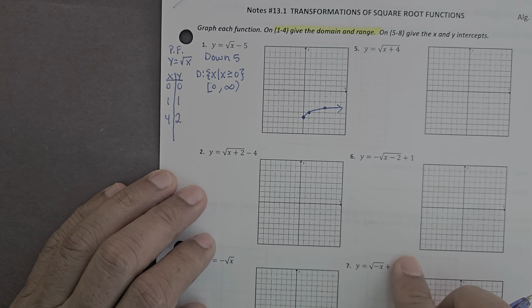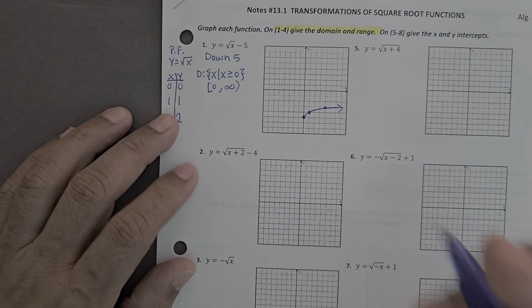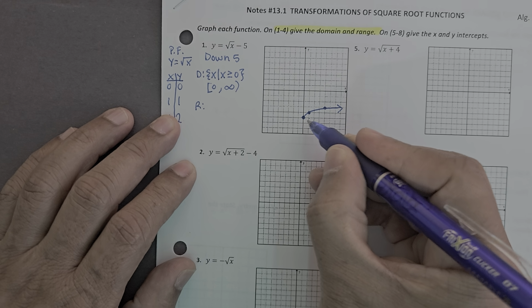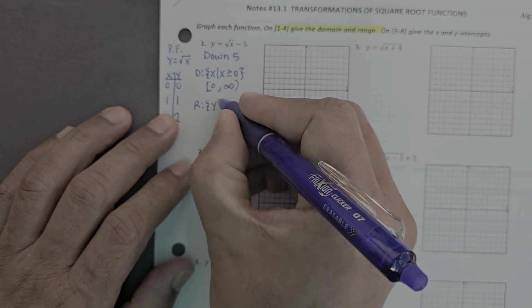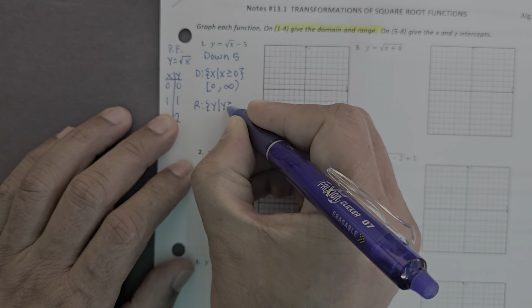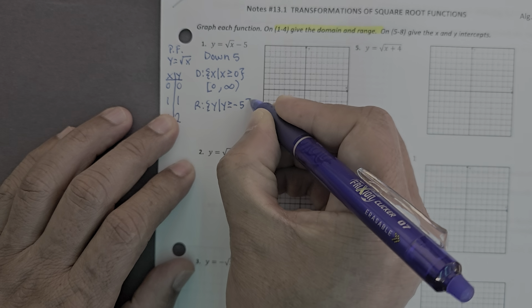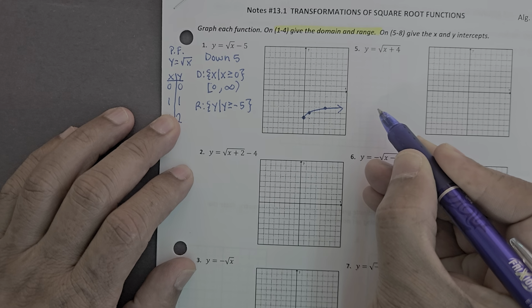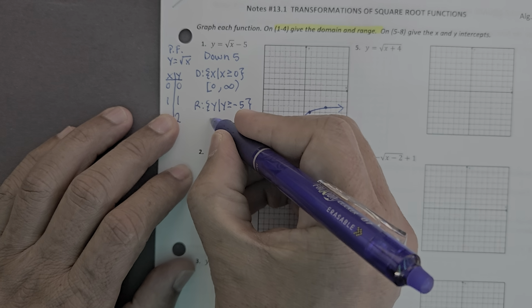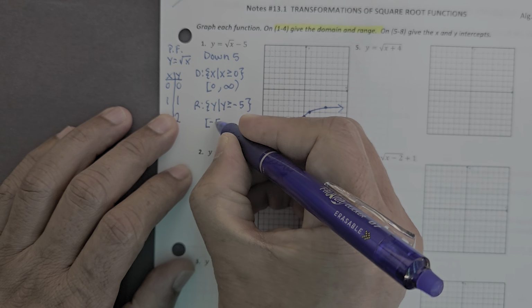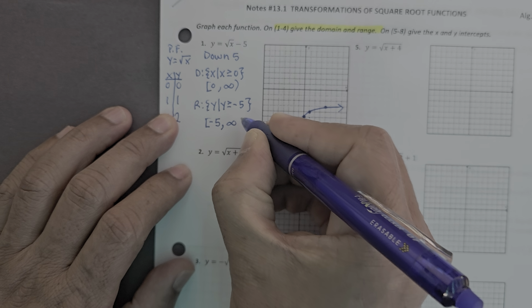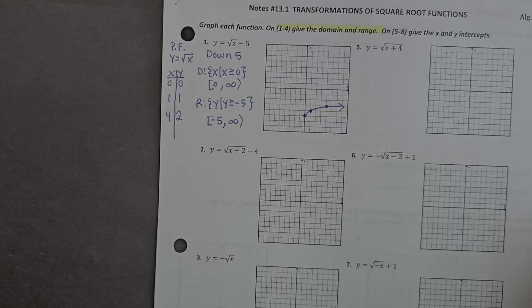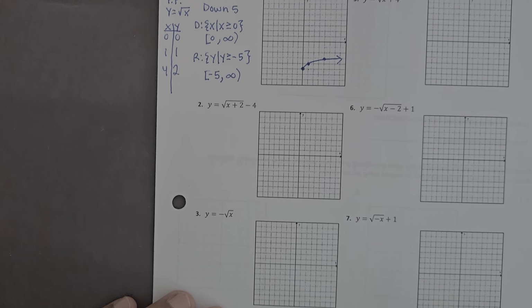Questions? No questions? All right, the range then. The range, instead of going from 0, now it's going from -5. So then this is y such that y is greater than or equal to -5, because from -5, the graph points up, not down. Then in interval notation, bracket, -5, then it goes to infinity. So there we have domain and range for the first example. So let's go to example number 2.